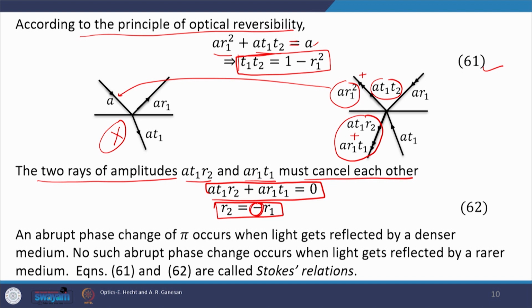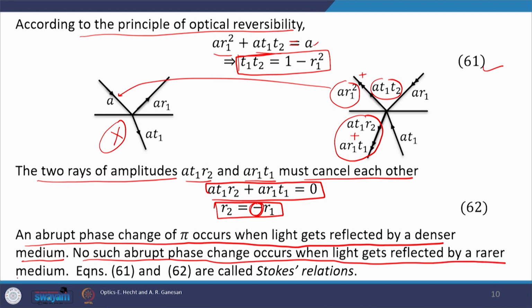Now, we can bind these things in a statement, and the statement says an abrupt phase change of pi occurs when light gets reflected by a denser medium, and no such abrupt phase change occurs when light gets reflected by a rarer medium. Equation numbers 61 and 62 are called Stokes relations. This is all about optical reversibility.